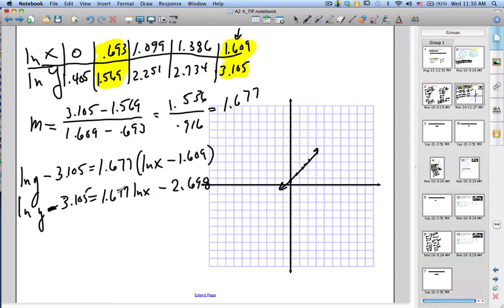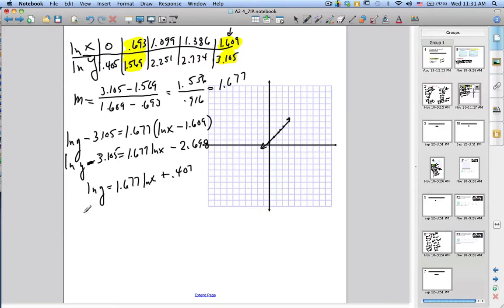Then when I add 3.105 to either side, I'll get the natural log of y is equal to 1.677 times the natural log of x plus 0.407. Okay, now again, I want to solve for y, so I'm going to need to exponentiate either side on a base of e. Oops, I'm sorry, I put my plus in the wrong place.